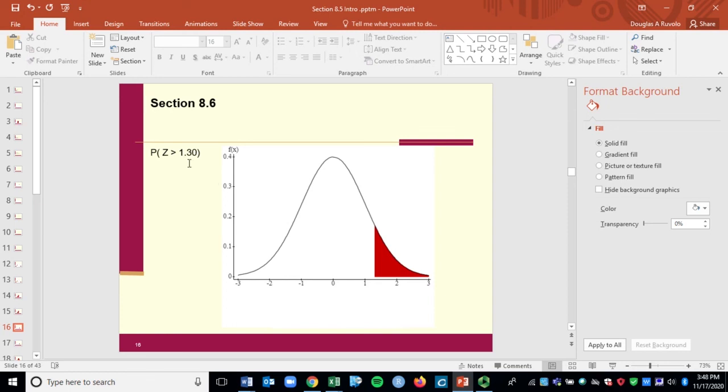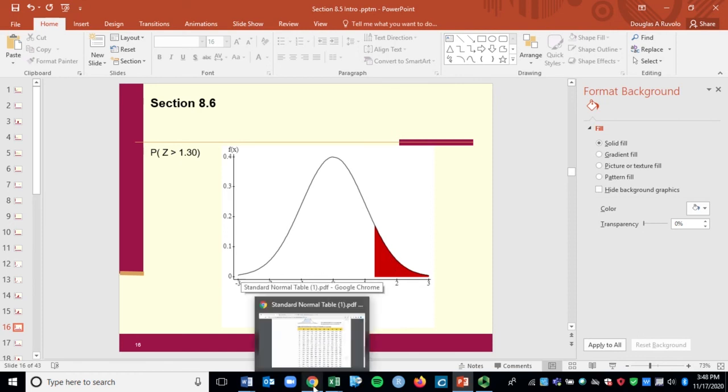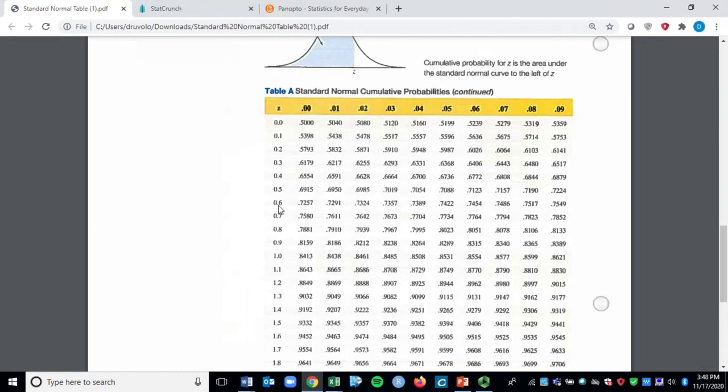So let's look up 1.30. Well, we put it on our graph. Now, notice our shaded area here. It's not too large, right? Certainly it's going to be less than 0.5. So let's look it up. 1.30, right here, 0.9032.